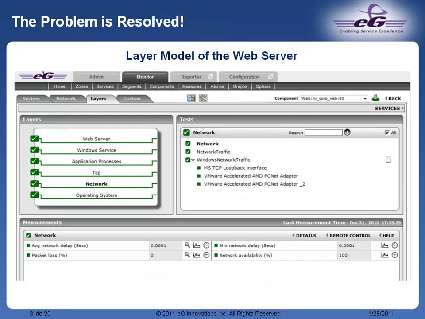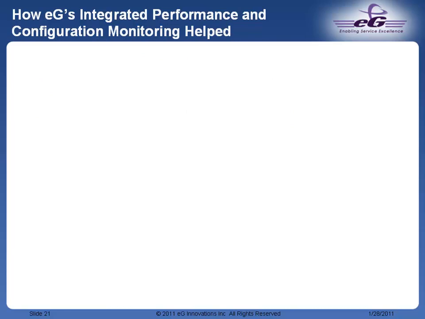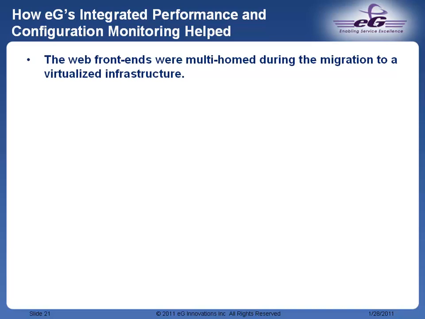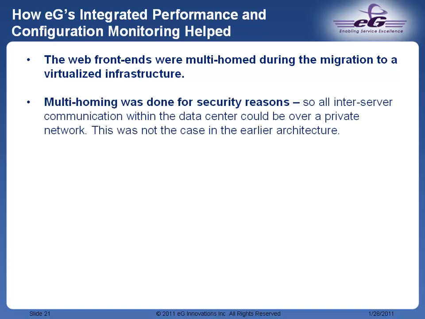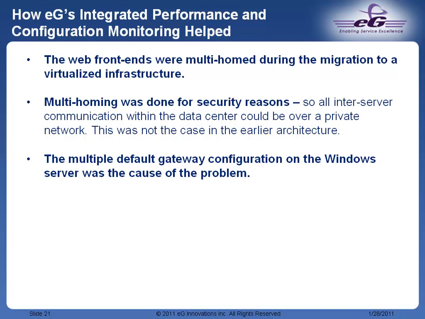Reviewing the layer model of the web server confirms that the problem was resolved soon after the second default gateway was removed. Let's review how EG's integrated performance and configuration monitoring helped. The web front ends were multi-homed during the migration to a virtualized infrastructure. Multi-homing was done for security reasons, so all inter-server communication within the data center could be over a private network. This was not the case in the earlier architecture. The multiple default gateway configuration on the Windows server was the cause of the problem.